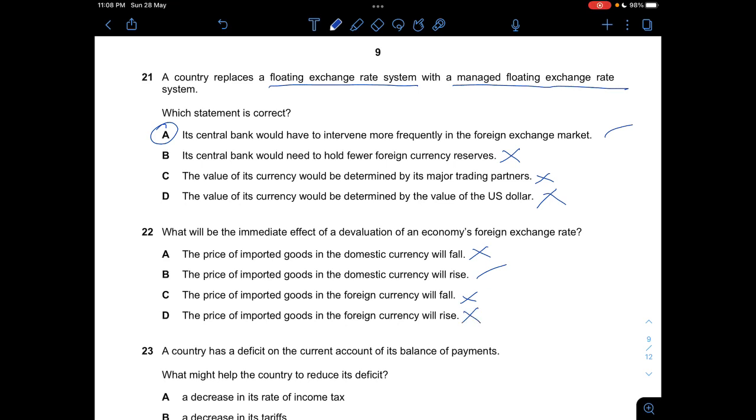Because here it says that it is a devaluation of the economy's foreign exchange rate, so it has to be a domestic currency. That's the first thing that will be affected. That will be the immediate effect. That will be imported goods will become more expensive.